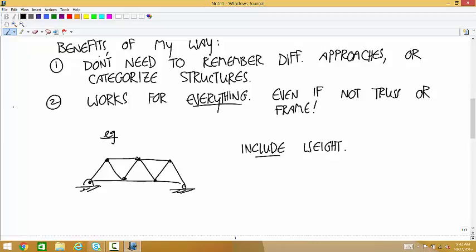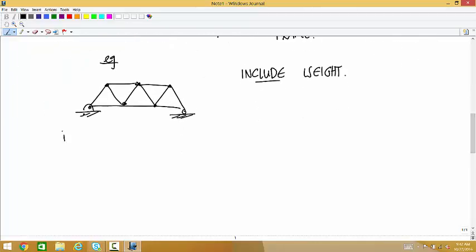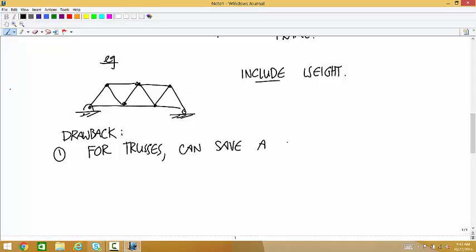And so these two approaches that you usually see in statics books don't deal with these. Wouldn't let you calculate that. Okay, so those are the benefits of the way I'm going to do it. There's one drawback, and that is that for trusses, you can save a lot of time using the truss simplification. I guess the big reason that you save a lot of time is that you have a much smaller number of variables.